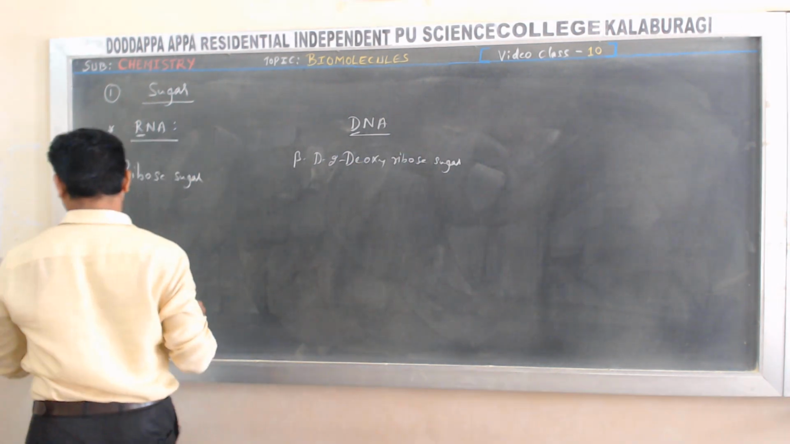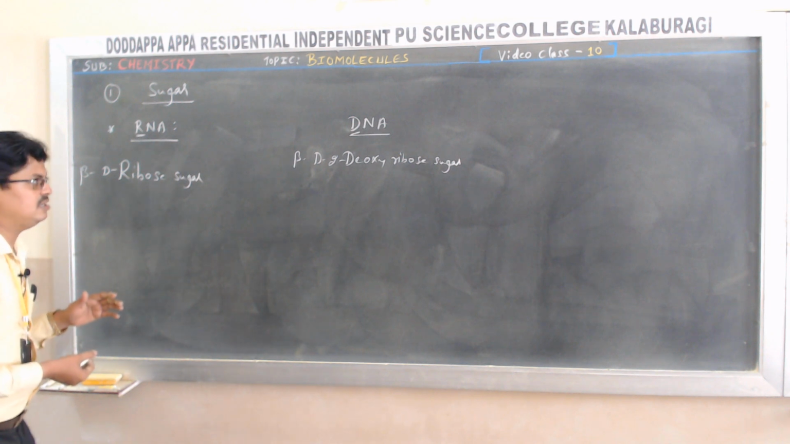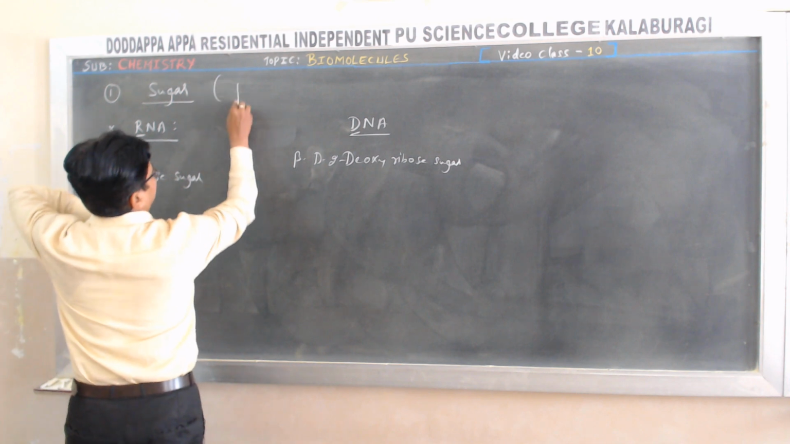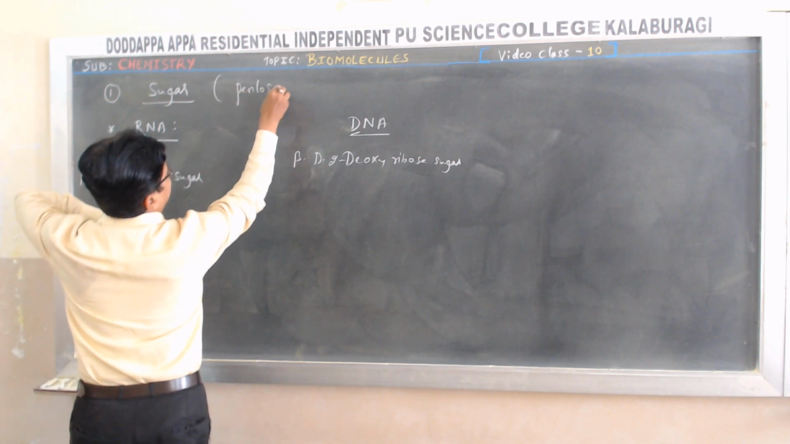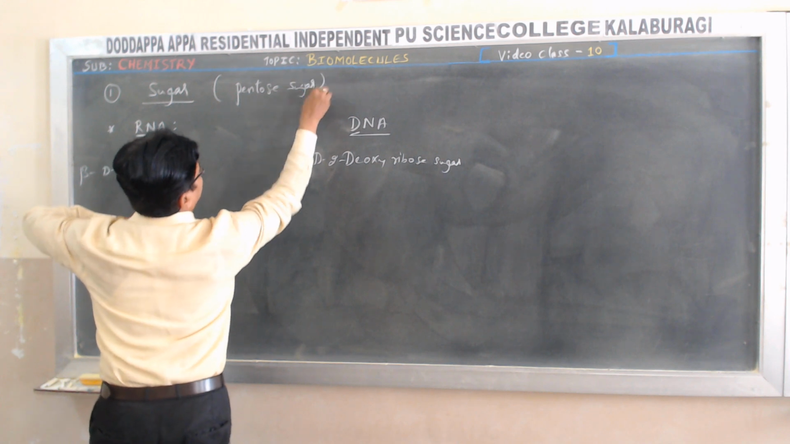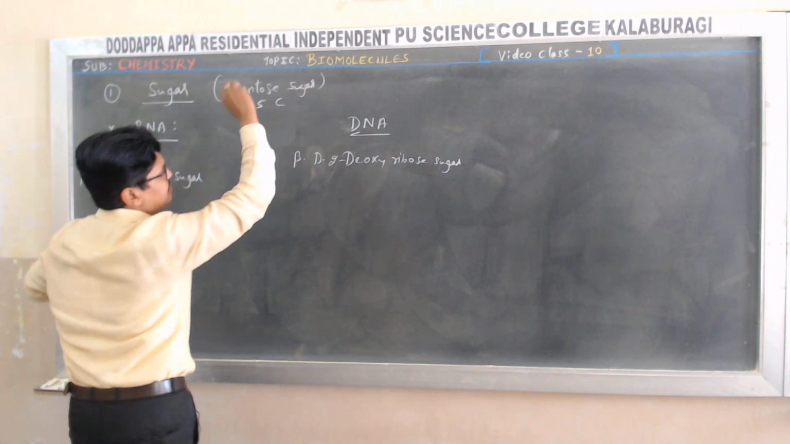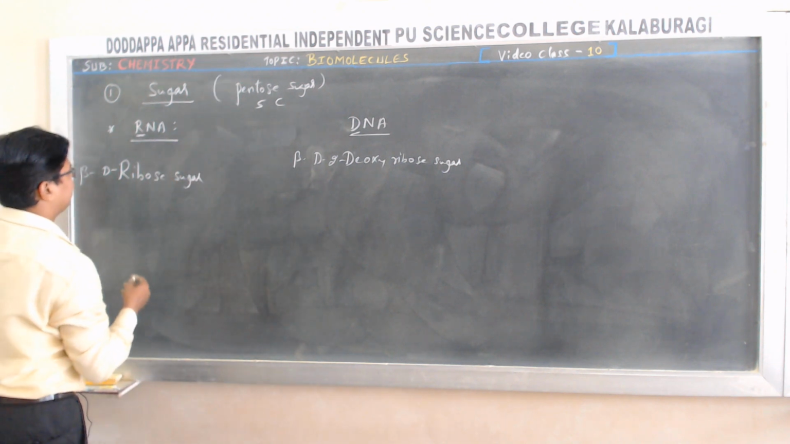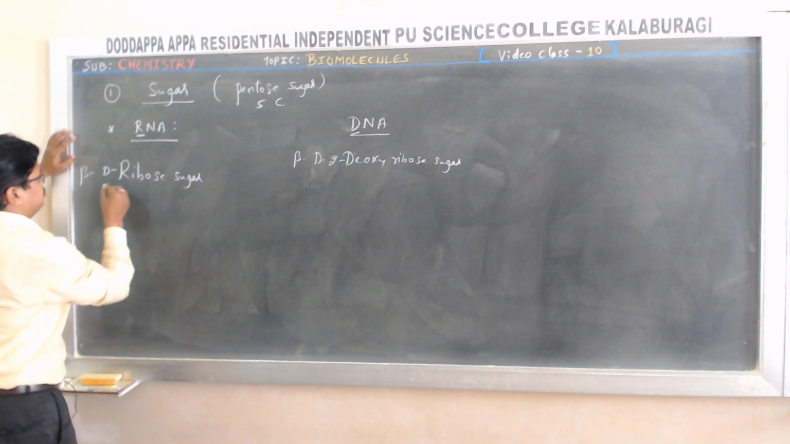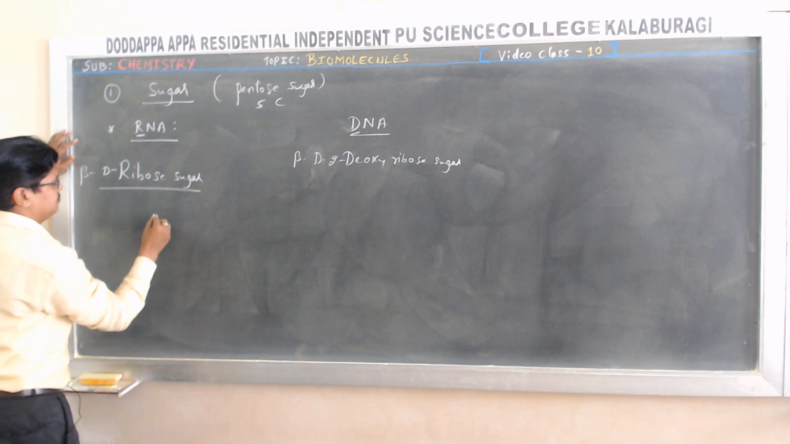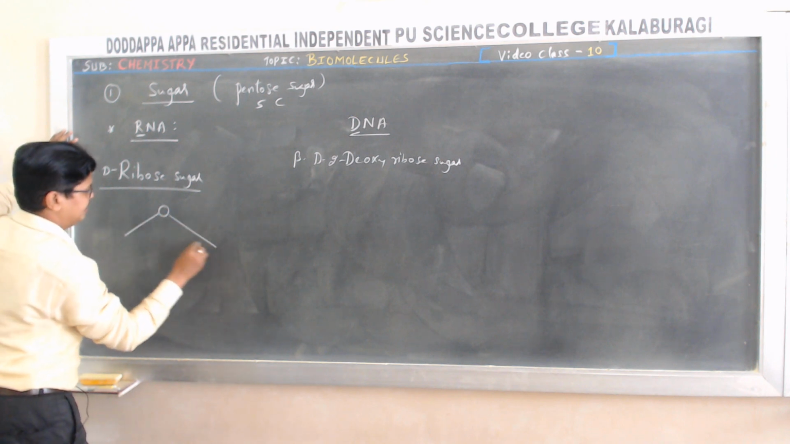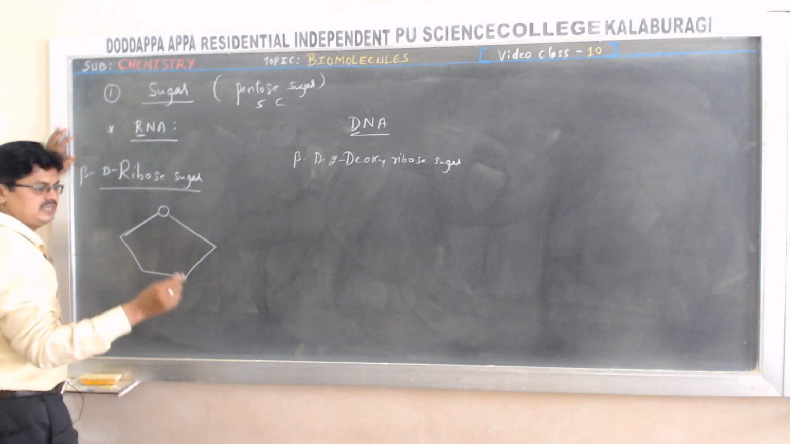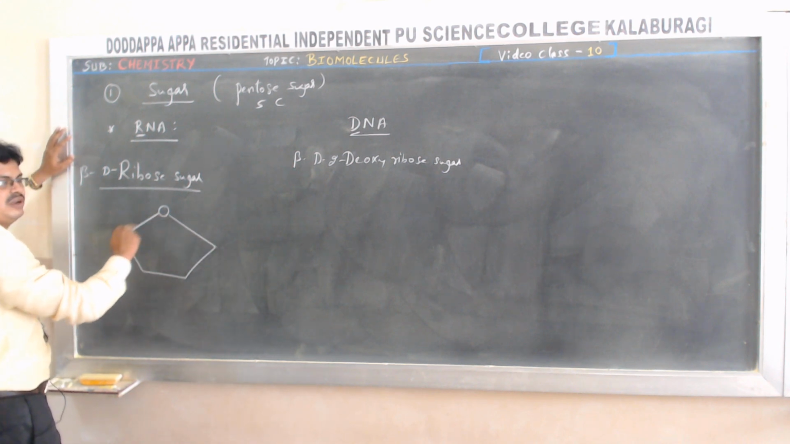Now let us look at the structure. Of course, I already mentioned the sugar moiety present in nucleic acid. It is what type of sugar? It is a pentose sugar. Pentose sugar means it is made up of 5 carbon atoms. Okay, look at here. Structure of what? Beta D ribose sugar. Write the 5-membered ring structure, which consists of 4 carbon atoms and 1 oxygen.